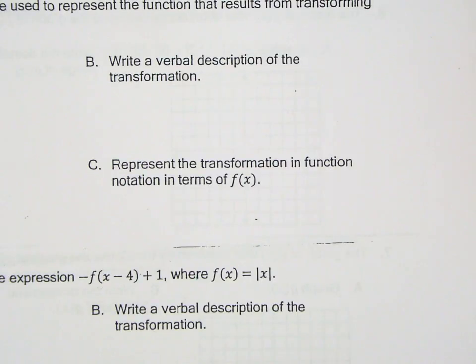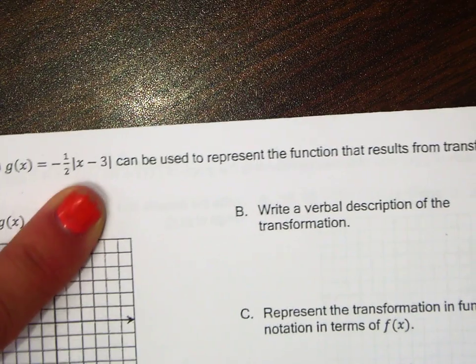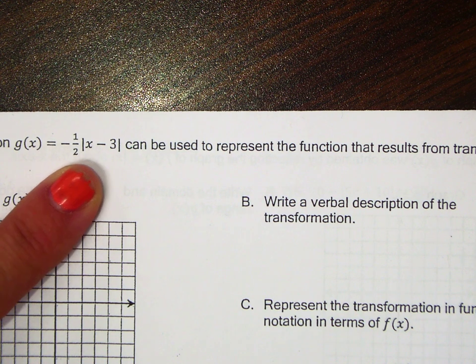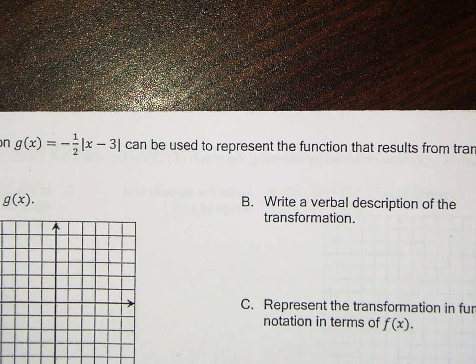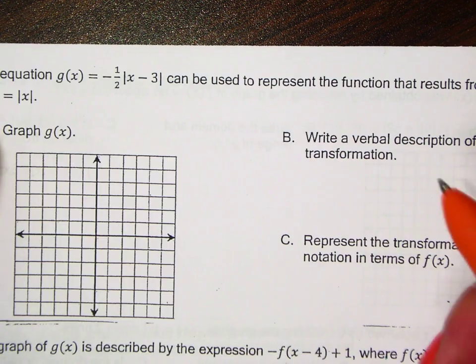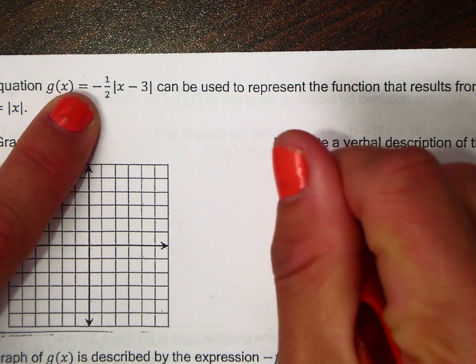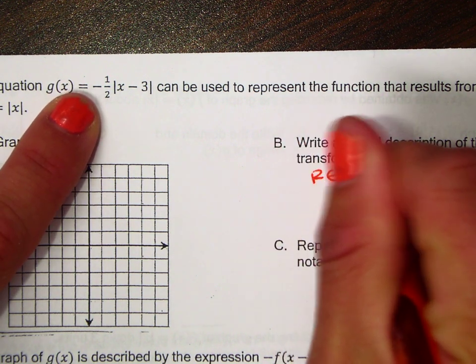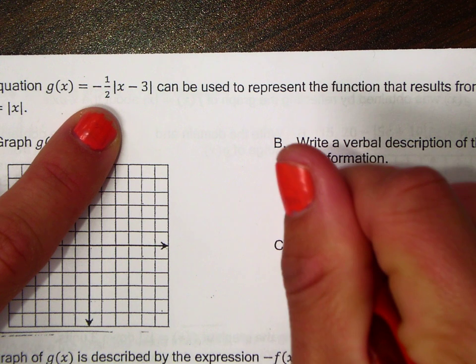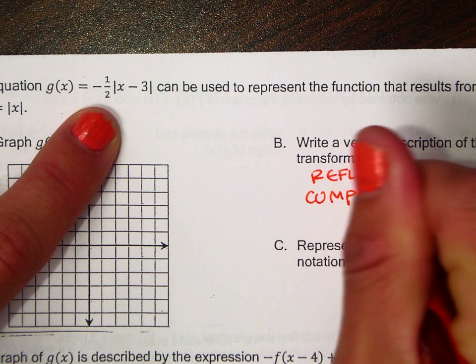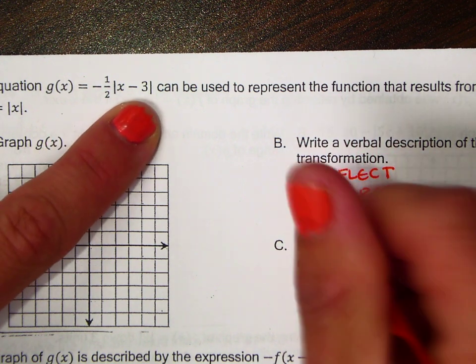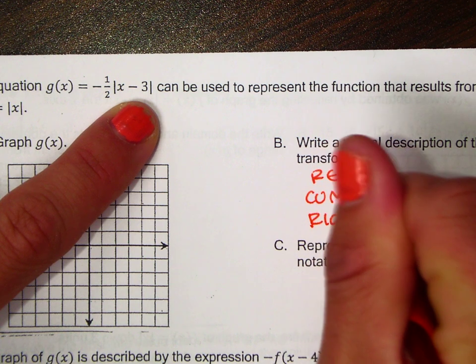Number 6 says the equation g of x equals this can be used to represent the function from transforming this graph. So write the verbal description. So the negative is reflecting. The 1/2 is compressing. The minus 3 is going right 3.